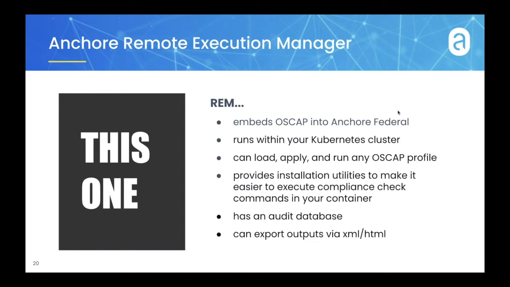So it exports that result. It can load the OSCAP profile, apply and run the OSCAP profile, and then upload that result to your Anchore Enterprise deployment. And then from there, you can pull results down over the API, which is really nice. It also has an audit database. So say you're using this in an offline mode, it's there for fault tolerance, right? In case the Anchore Enterprise service is unavailable, you could still store it locally and then upload when that service becomes available again. And then you could export this via XML or HTML over the API, which is really nice.